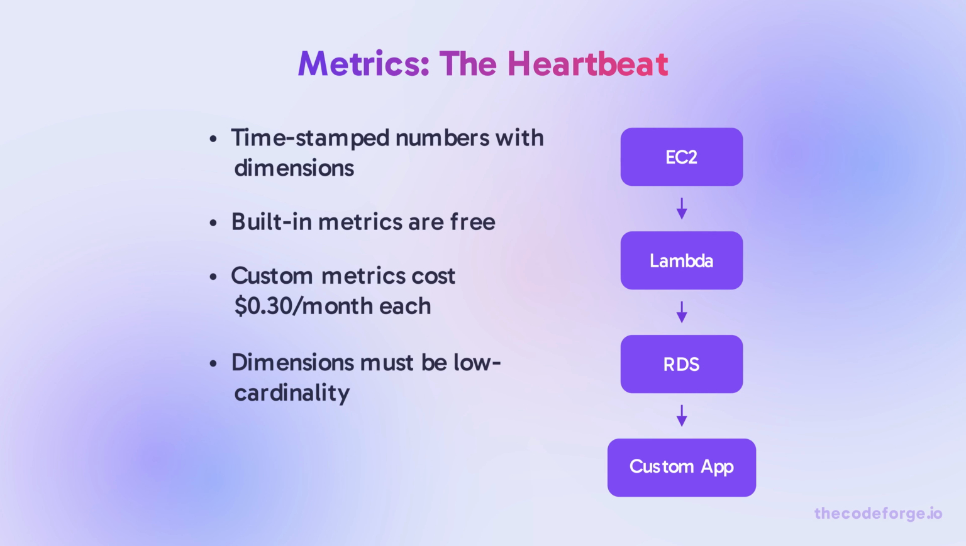A metric is just a timestamp, a number, with a name and a namespace. Elastic Compute Cloud sends CPU utilization every minute. Lambda sends duration and errors. You can also publish your own custom metrics. Think order count per minute. What makes metrics powerful is the dimension system, a key-value pair that narrows down which resource a metric belongs to. But be careful, dimensions like userId create separate billable metrics.